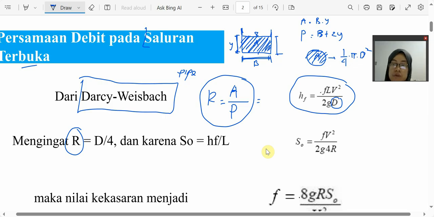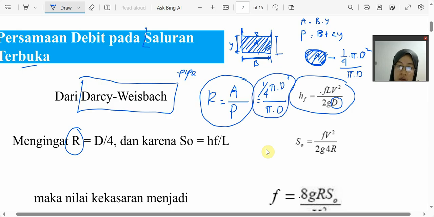Okay, and so we can write it in here. And the perimeter of the pipe or the circle shape is P times D, okay? So we will end up getting R is equal to D over 4, okay? D over 4 here, okay?